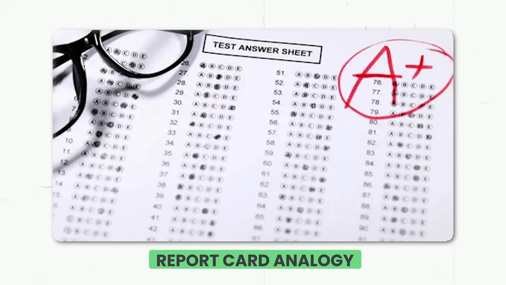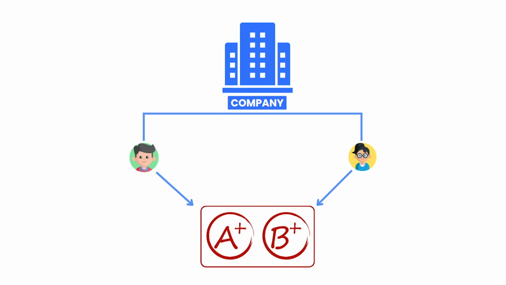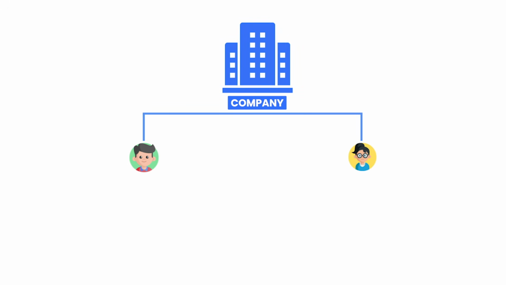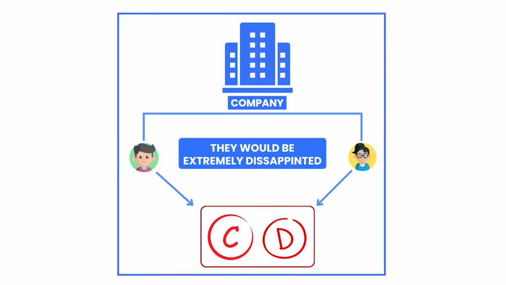To go back to our report card analogy, imagine a parent expects their son or daughter to get A's and B's on their report card, and then they bring home a report card that is full of A's and A pluses. They would be ecstatic. Conversely, if they were expected to get A's and B's, and their actual report card was filled with C's and D's, they would be extremely disappointed.